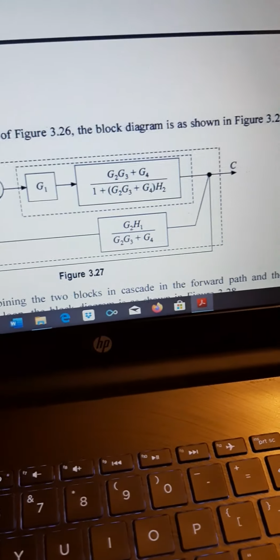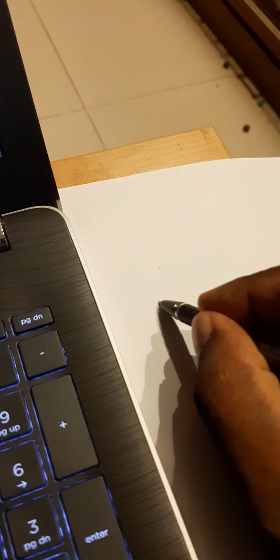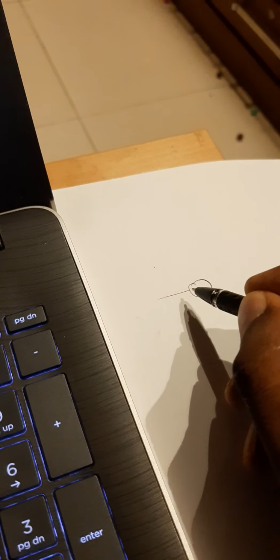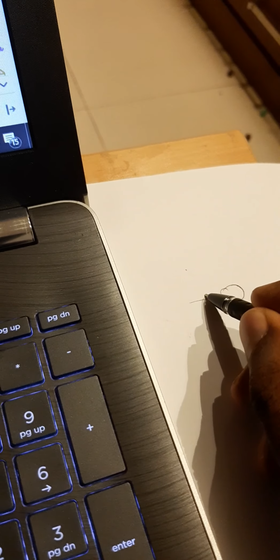As you are aware, this is the general formula. When there is a feedback system with G and H, and it is given back.